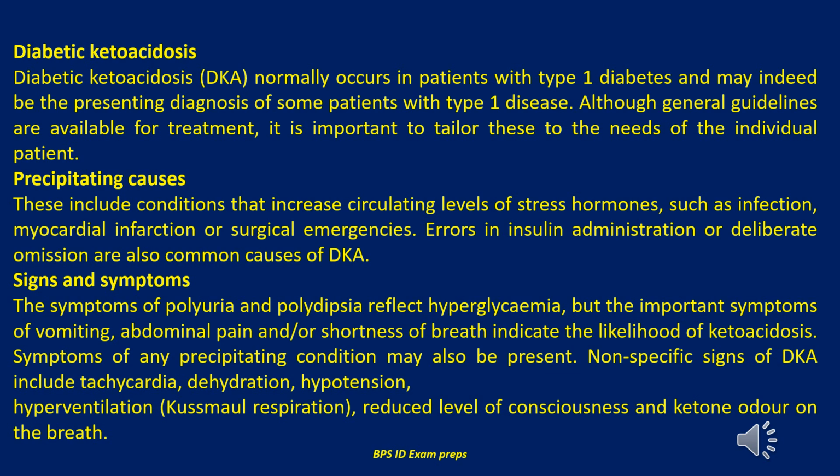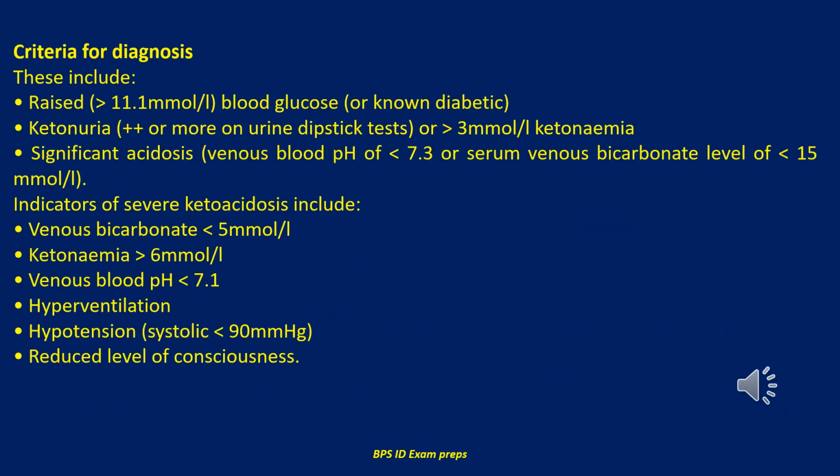Non-specific signs of diabetic ketoacidosis include tachycardia, dehydration, hypotension, hyperventilation, Kussmaul respiration, reduced level of consciousness and ketone odor on the breath. Let's now progress to the criteria for diagnosis. These include 1. Raised, that is above 11.1 mmol per liter, blood glucose, or known diabetic. 2. Ketonuria 2+ or more on urine dipstick tests, or above 3 mmol per liter ketonemia.